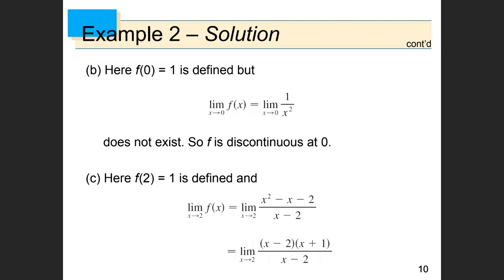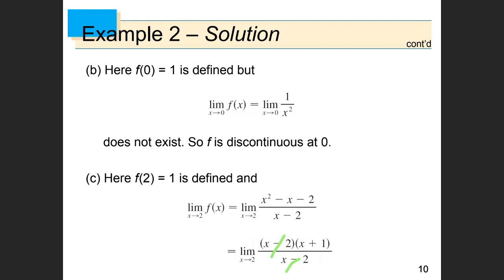For C, f of 2 equals 1 is defined, but if you look at the limit as x approaches 2, you can factor. Remember, when I give you a limit, I say if direct substitution fails, try and see if you can factorize. So if you factorize, the x minus 2 at the top cancels with the x minus 2 at the bottom. You're left with x plus 1. Now, if you put x equals 2 in there, you just get 2 plus 1, which is 3.